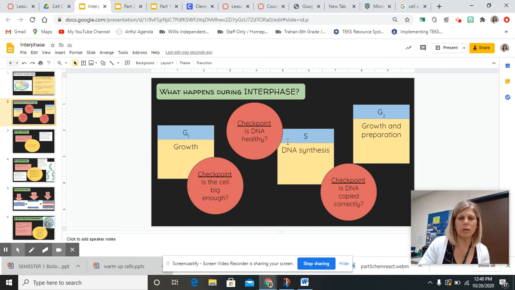Then, of course, we synthesize our DNA, we get our copies, and we check again because we all did DNA base pairing, and sometimes you make mistakes. We want to make sure that the DNA is copied correctly before it's sent off to become new cells. And so these are the 3 main checkpoint areas of interphase. Once this last checkpoint is done, the cell goes into finishing its preparations for mitosis, making sure it's grown as large as it needs to, and it's ready to go.